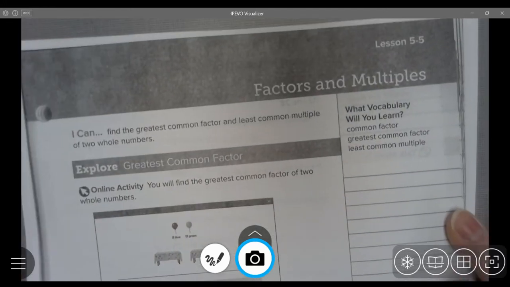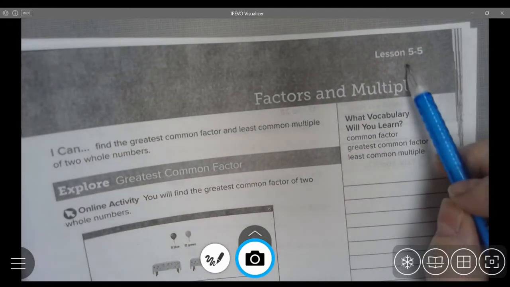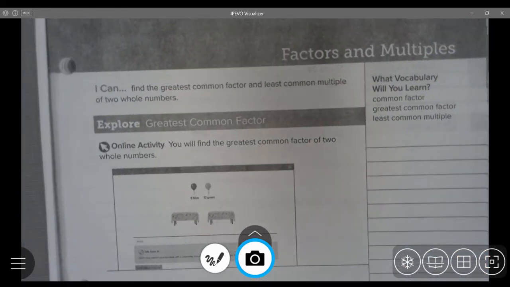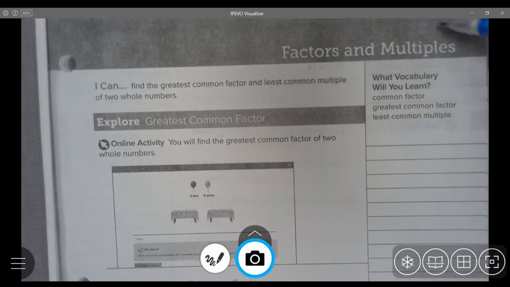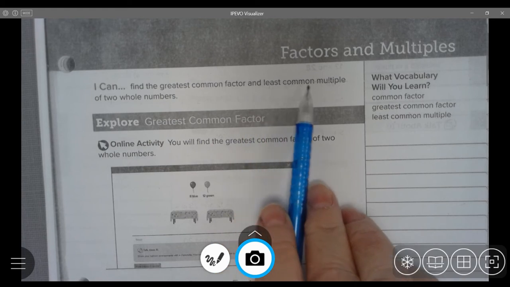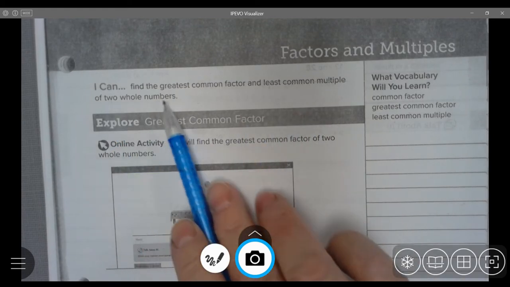Today we're going to do the video notes for lesson 5-5, and that begins on page 295. So we're going to start talking about factors and multiples. I can find the greatest common factor and least common multiple of two whole numbers.